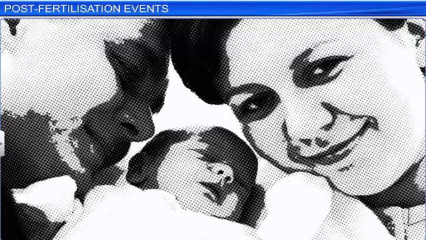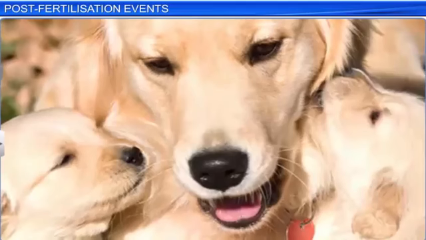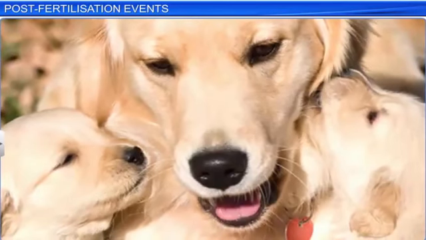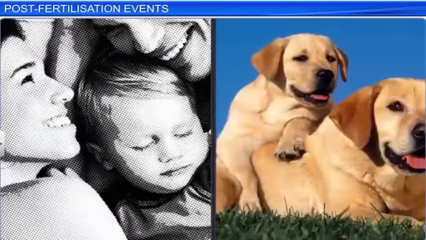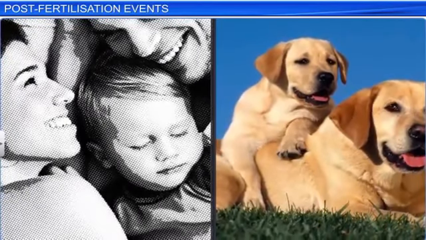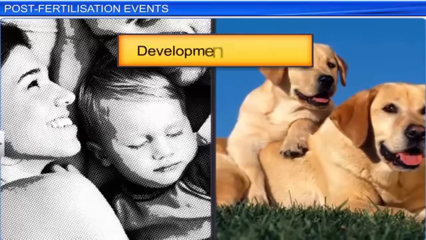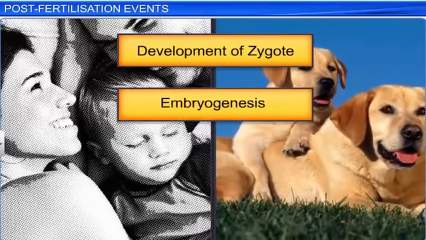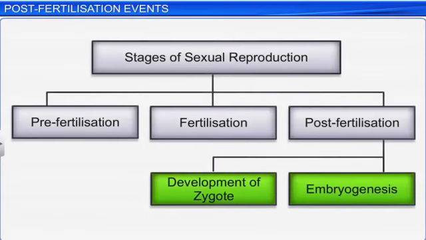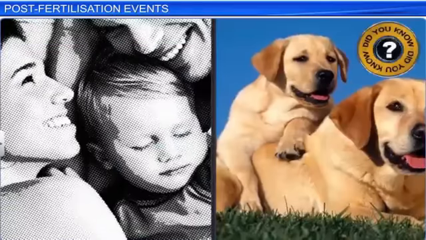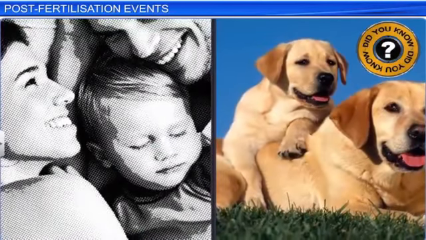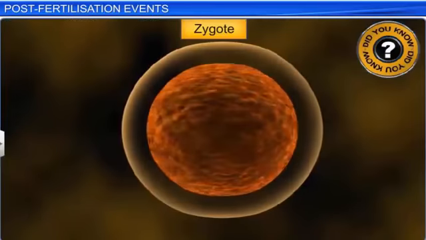The birth of an offspring is perhaps one of the most important and joyous events in the life of a sexually reproducing organism. This event, however, is a culmination of events such as the development of the zygote and embryogenesis. Both these events, incidentally, are the mainstay of post-fertilization, the third stage in sexual reproduction. Did you know that every sexually reproducing organism begins his or her life as a zygote?